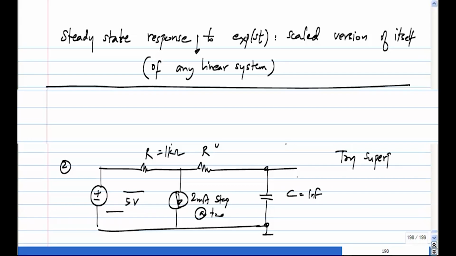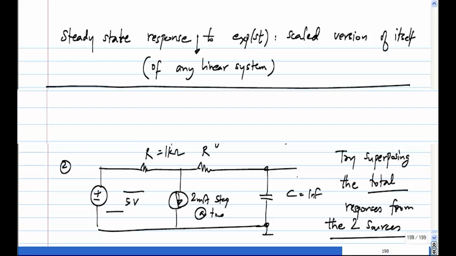So the exercise is to try superposing the total response from the two sources when you have some given initial condition on the capacitor. And you assume that you have some Vc of 0 on the capacitor.